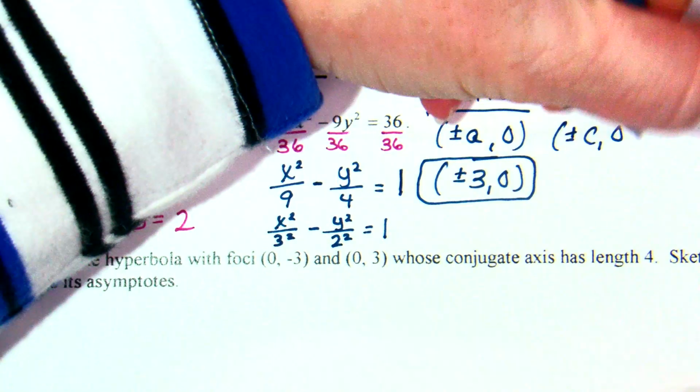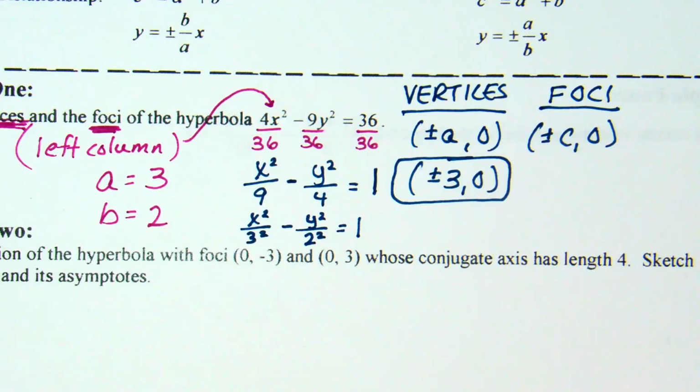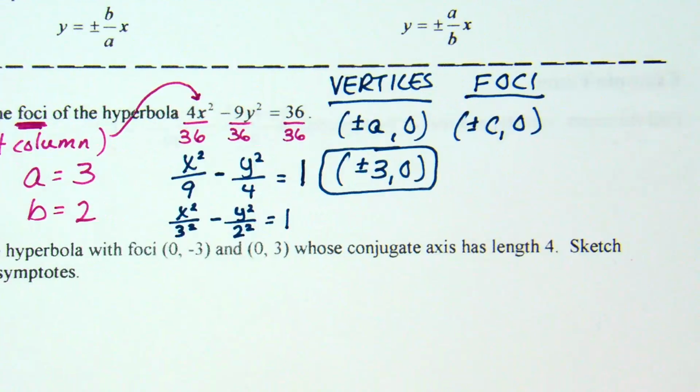Plus or minus C, comma 0. Virtual, I'm not sure if you guys are right with us, but my in-class people are already telling me what I need to do here.